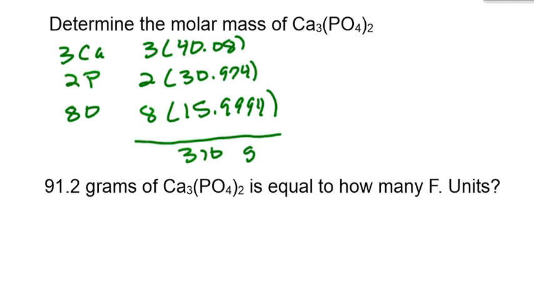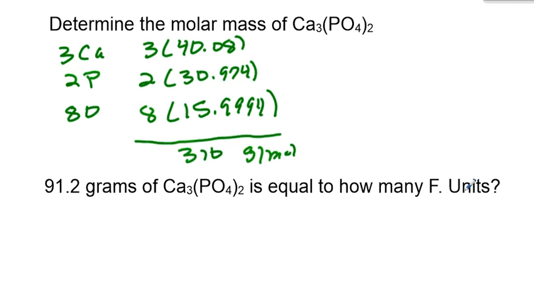The units for this are grams per mole, because it's a molar mass. It's the amount of grams per 1 mole of the calcium phosphate. Just treat that as grams when you do this in the equations. Okay, so let's take a look. 91.2 grams of calcium phosphate is equal to how many formula units?